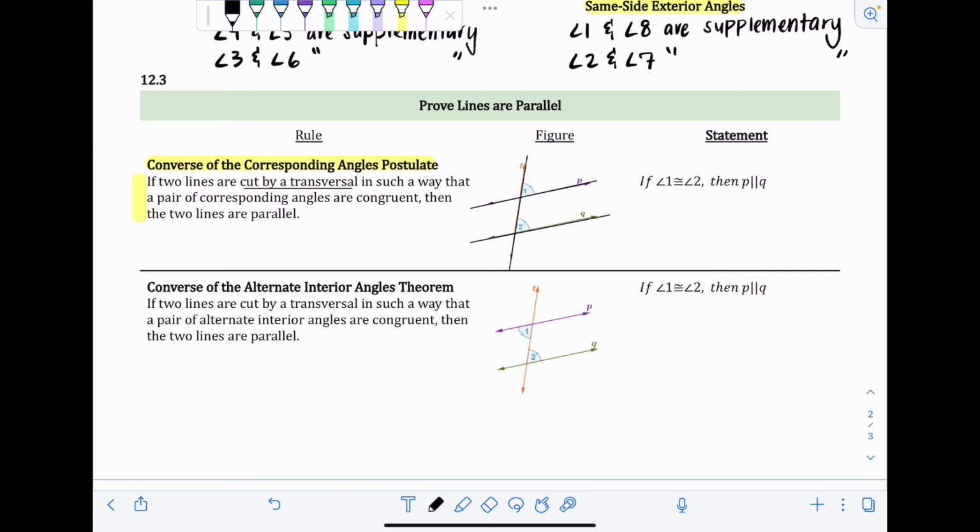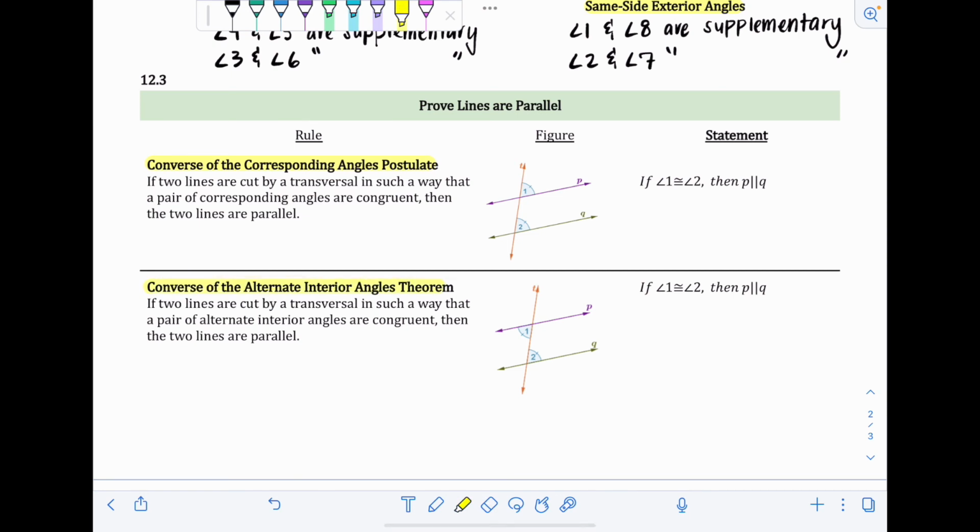And then when they're cut, there's a pair of corresponding angles that are created that are congruent. That would be angle 1 and angle 2. If we know that those two angles are congruent, then we also know that the two lines are parallel. So if angle 1 is congruent to angle 2, then line P is parallel to line Q. So just the reverse of the postulate that we already kind of learned about, but it works both ways is the point. And sometimes depending on what information you're given, you'll have to use the original or the converse.